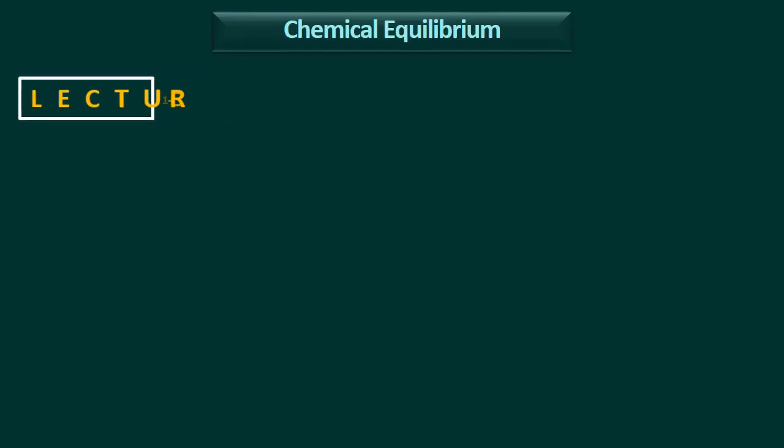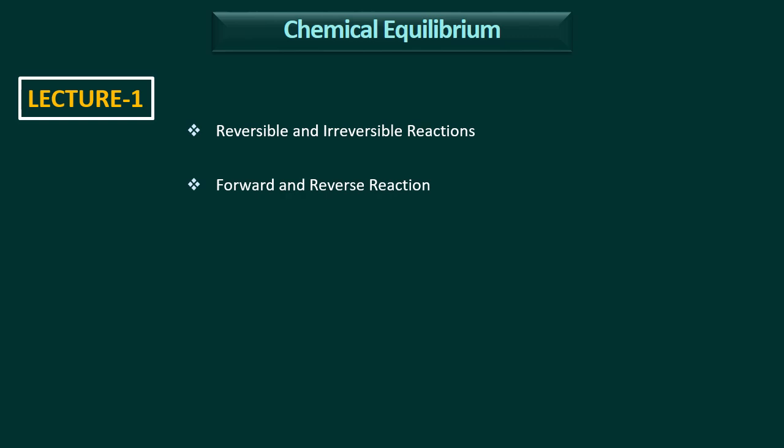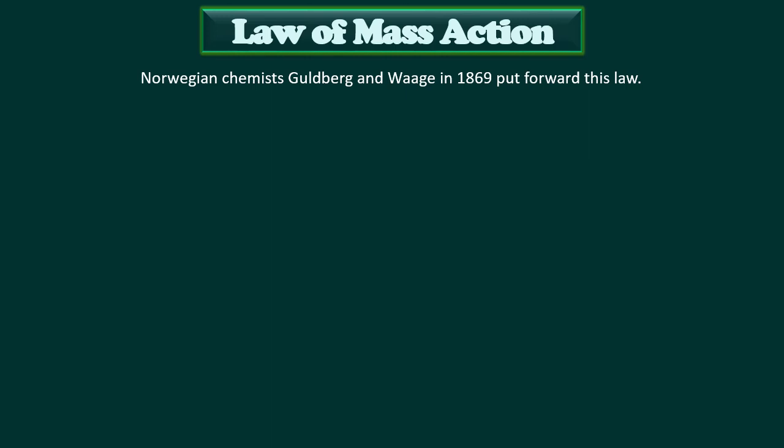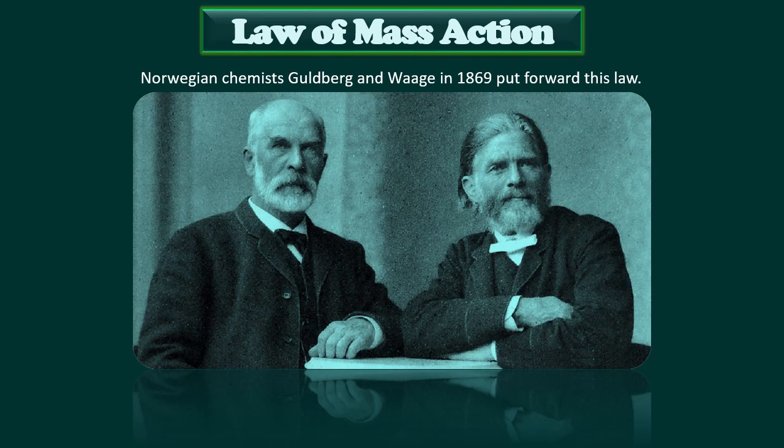In the previous lecture, that is lecture number 1, we studied about the reversible and irreversible reactions, forward and reverse reactions, dynamic equilibrium state, macroscopic characteristics of forward and reverse reactions, and macroscopic characteristics of dynamic equilibrium state. Today's lecture is Law of Mass Action, put forward in 1869 by Norwegian chemists Guldberg and Waage.